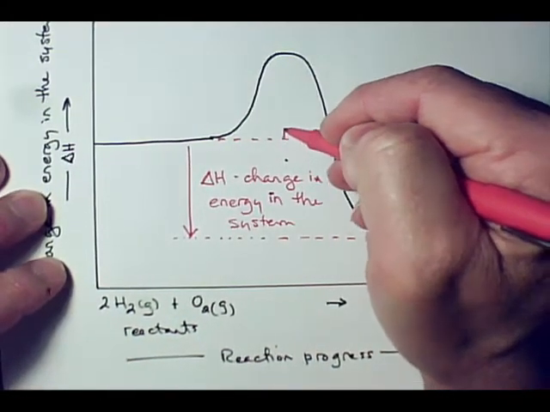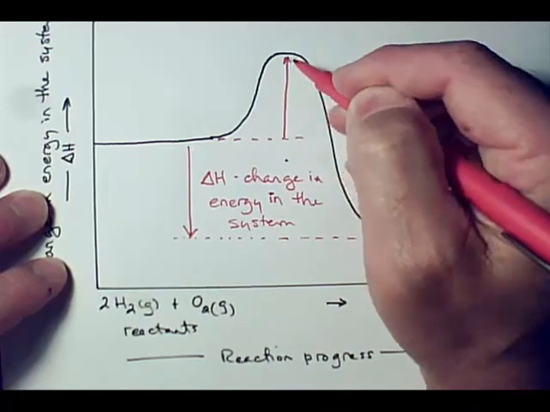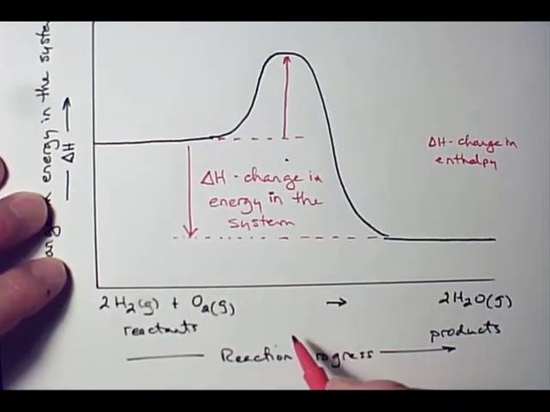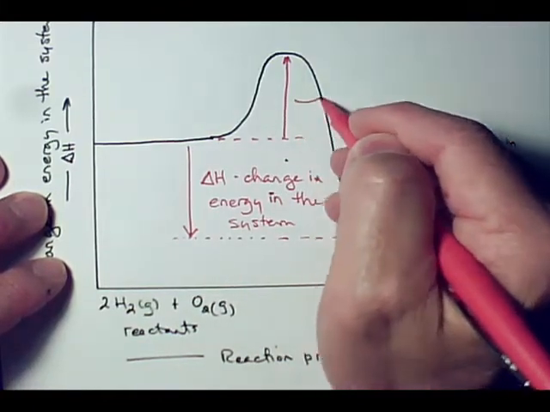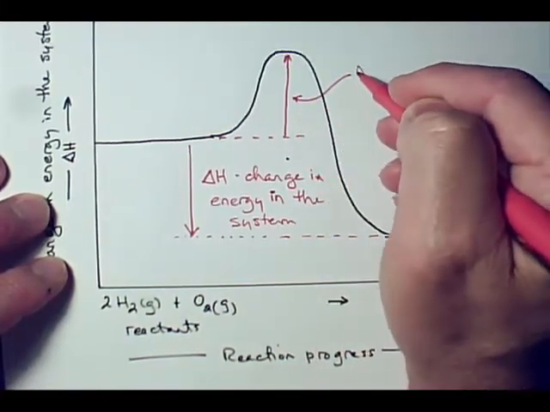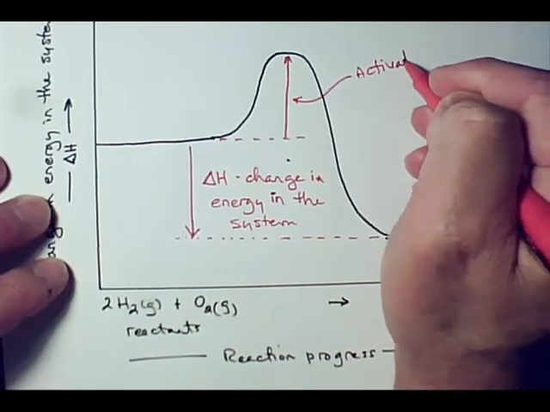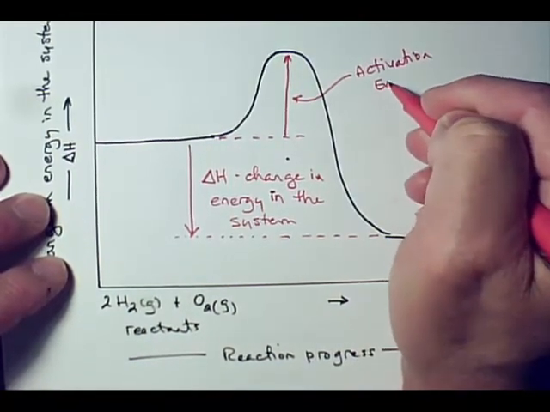All right. The amount of energy change from what we started with to the top of this energy hill. That's the energy required to get the reaction started. This is called activation energy.